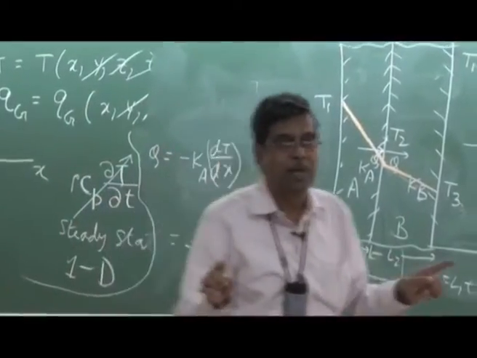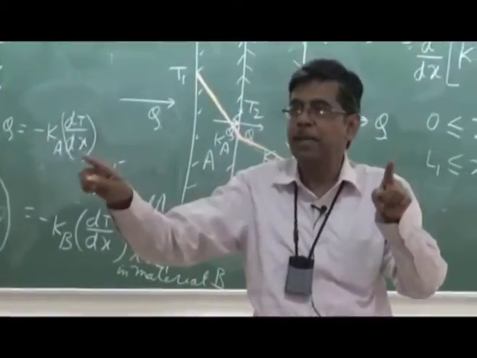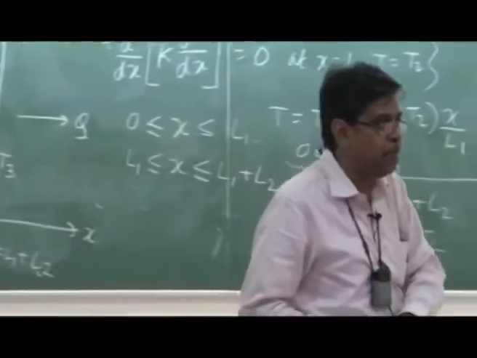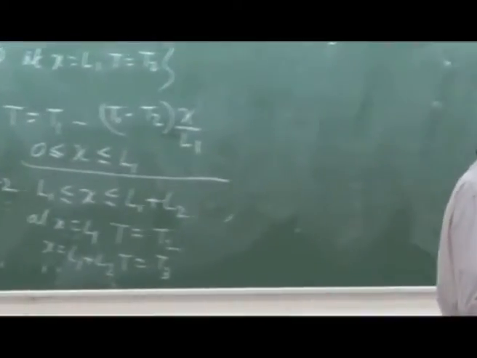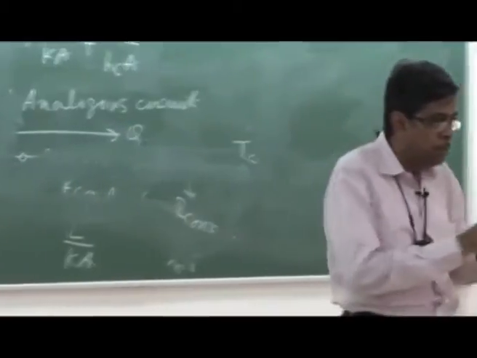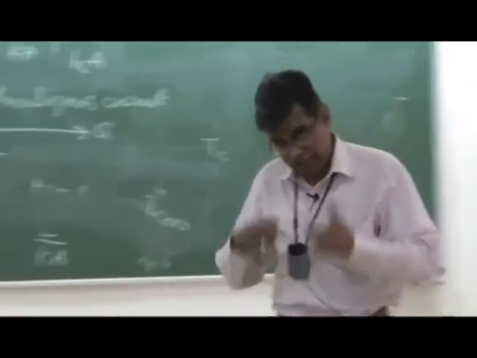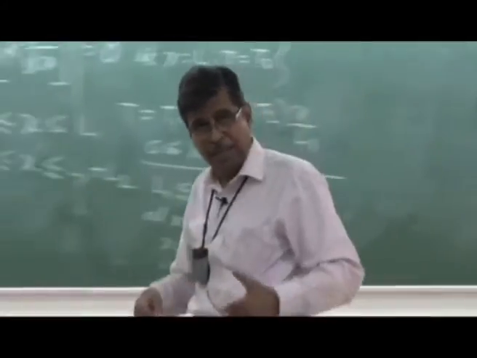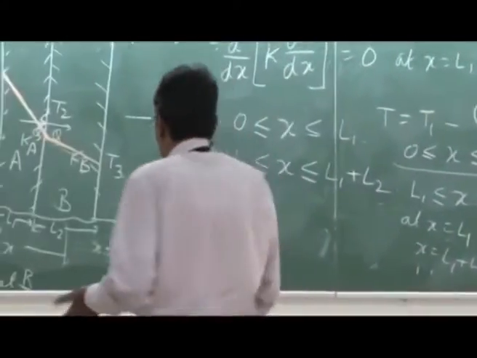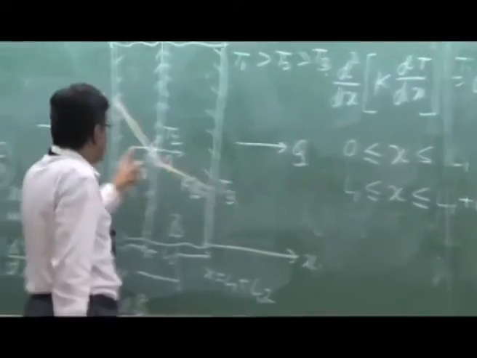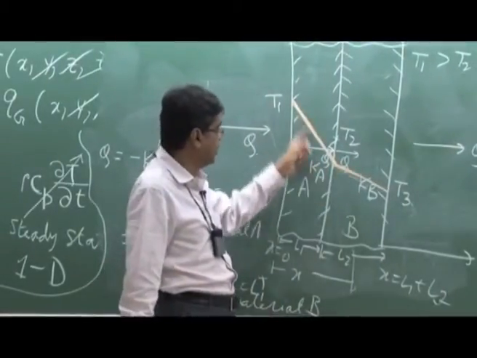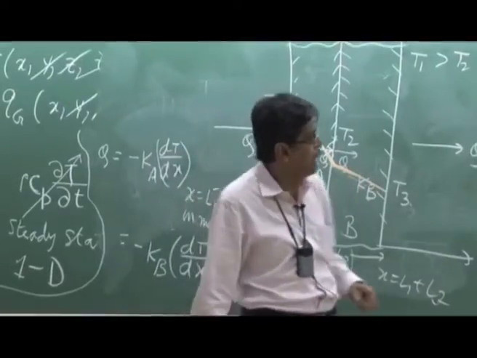So the more the thermal conductivity, the flatter the temperature profile. The less the thermal conductivity, the steeper the temperature profile for a given heat transported. In conduction, for a given amount of heat conducted, the temperature profile is always inversely proportional to thermal conductivity. So for this type of composite wall, depending upon the thermal conductivity, we can draw the qualitative picture like this.